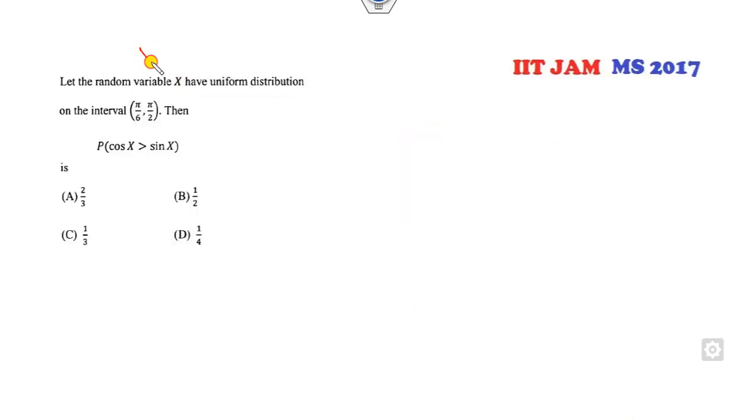Okay, what is given to you? X follows a uniform distribution over the domain pi by 6 to pi over 2. Now it's a continuous distribution. Can you find the PDF? So it is 1 over b minus a. So pi over 2 minus pi over 6. So 6 is the LCM. 3 minus 1, so it's 2 pi over 6. So that's pi over 3.